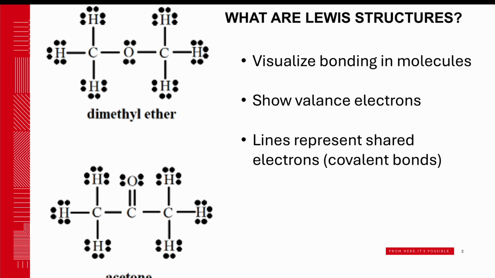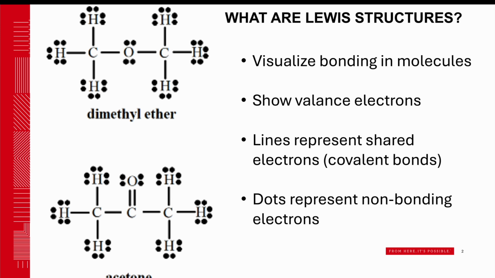Lines represent shared electrons or covalent bonds, and dots represent the non-bonding electrons that are just floating around having a good time, sometimes called lone pairs. You can either have a single, double, or triple bond, which are represented by a single, double, or triple line. So you can see in this acetone diagram, there is a double bond between the central carbon and oxygen atoms, while the rest of them only share a single bond.